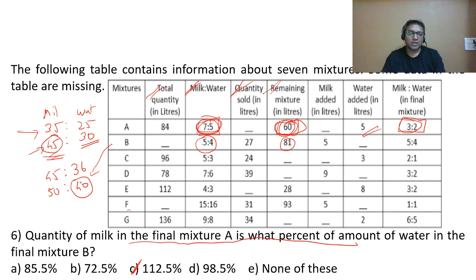Coming to the second part. Here 81 is the total. You're breaking up 81 in a ratio of 5:4. 5 plus 4 is 9, 9 nines are 81. So 5 nines are 45, 4 nines are 36. So 45 and 36 you get. You are adding 5 liters of milk. So milk becomes 50 and the ratio is 5:4, so we know water is 40. So how much is milk out of water? 45 out of 40 into 100, which will be 112.5%.